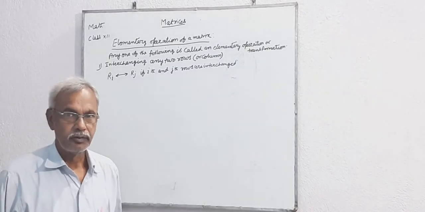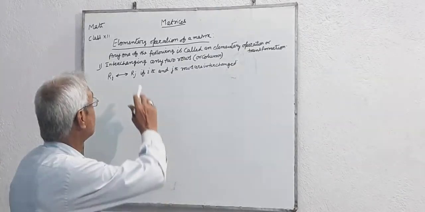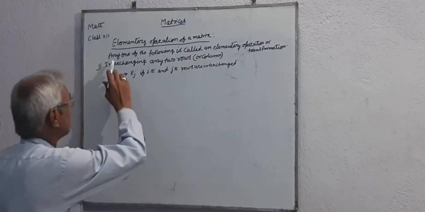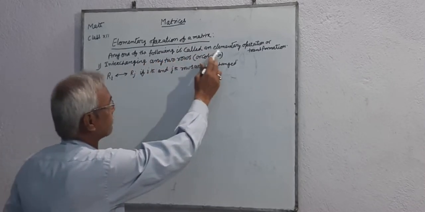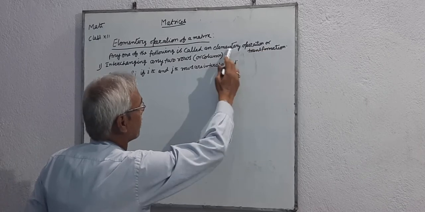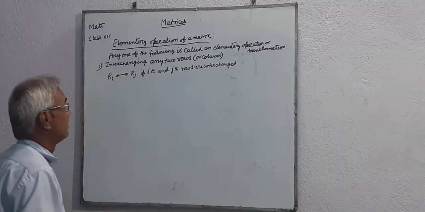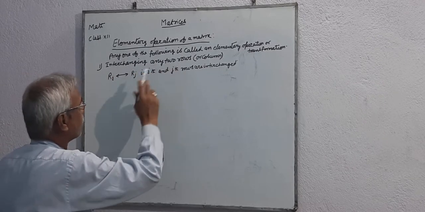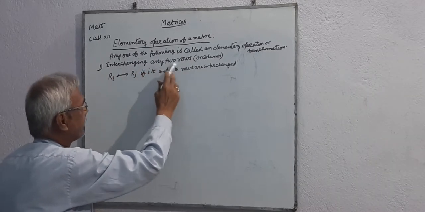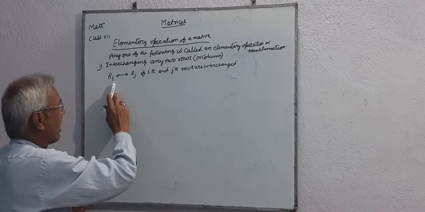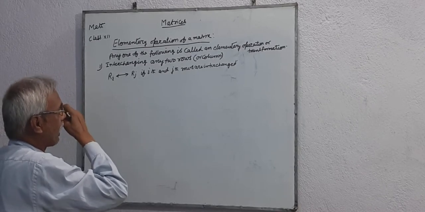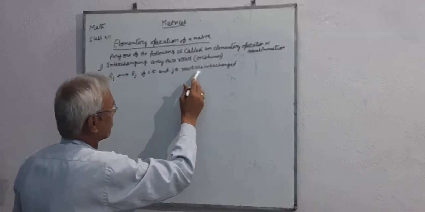Elementary operation of a matrix. Any one of the following is called an elementary operation or elementary transformation. First, interchanging any two rows or interchanging any two columns. Example, Ri changes to Rj, Rj changes to Ri, if the ith and jth rows are interchanged.